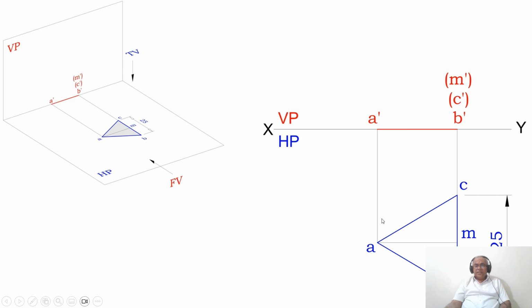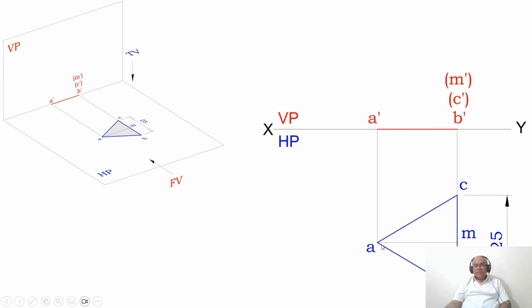Then I need to draw the front view. To do that, draw a vertical projector from A and also from B and C to the front view, that is the XY line. As you look from the front view, A is visible, so A dash is visible. B is visible, so B dash is visible. And then C dash becomes invisible. Then you have the point M which is hidden by the point B, so hence AM will not be visible. So put M dash in bracket.